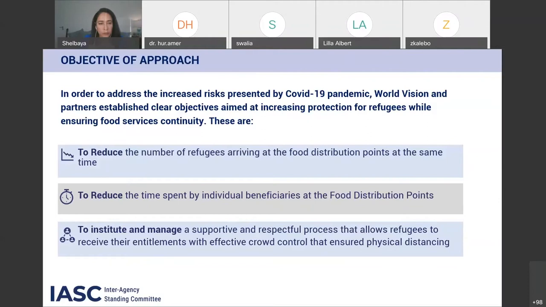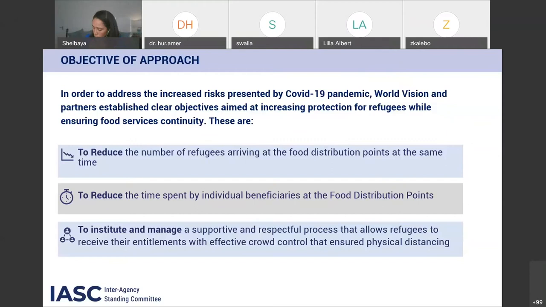Initially, we had no control. We had no limits to how many people should come at one distribution site. So we had to have this particular objective. Second was to reduce the time spent by individual beneficiaries at the food distribution point, to make sure that a beneficiary has a reasonable amount of time spent at the distribution. Another one was to institute and manage a supportive and respectful process that allows refugees to receive their entitlement with effective crowd control that ensured physical distancing. We also had to improve the infrastructure at the food distribution site so that we have effective crowd control.